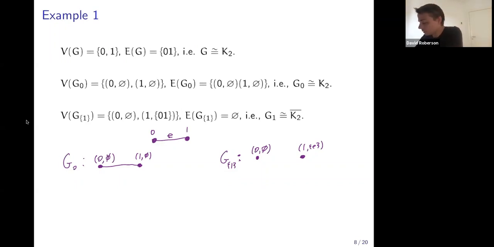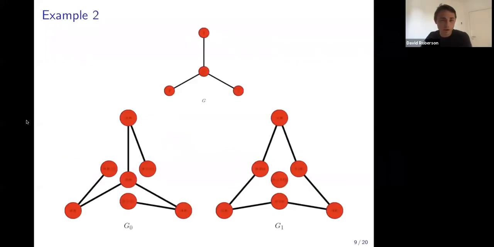And one thing you'll notice is that, okay, K2, the graph G, does have a homomorphism to this, right? But it doesn't have a homomorphism to this because there are no edges. Okay, here's a more complicated one.